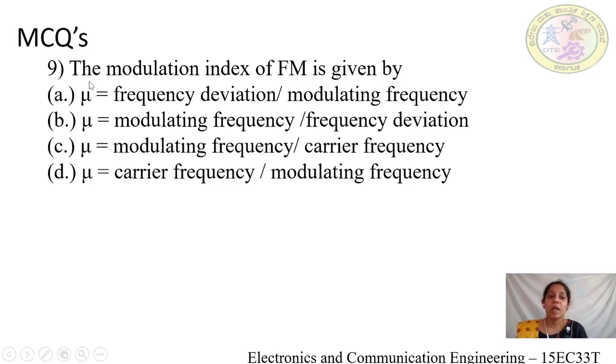Ninth one. The modulation index of FM is given by: option A, mu equals frequency deviation by modulating frequency; option B, mu equals modulating frequency by frequency deviation; option C, mu equals modulating frequency by carrier frequency; option D, mu equals carrier frequency by modulating frequency. What is the definition? Yes, the modulation index of FM is given by the ratio of frequency deviation to modulating frequency. That is option A is the correct answer.